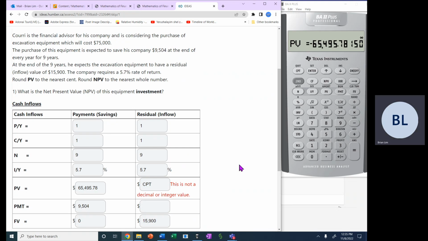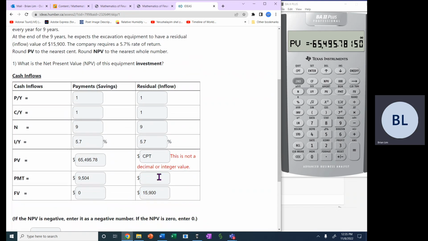All right, so there we are, and there's no payment, so we put 0 for payment, and then we can compute the present value. Let's check these numbers to make sure they're all correct. PY is 1, CY is also 1. We can recall the value for N, and it is 9. We can recall the value for IY, it is 5.7.